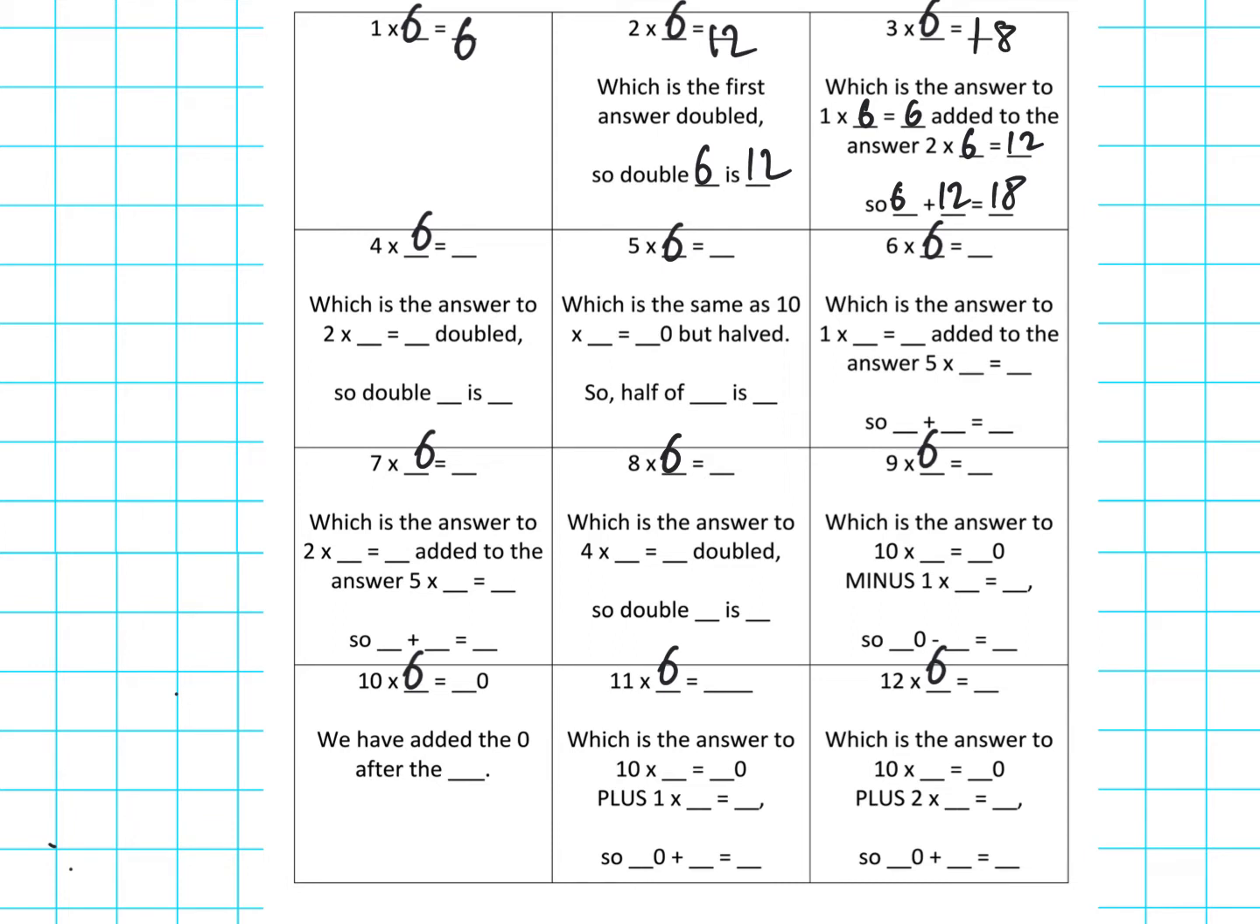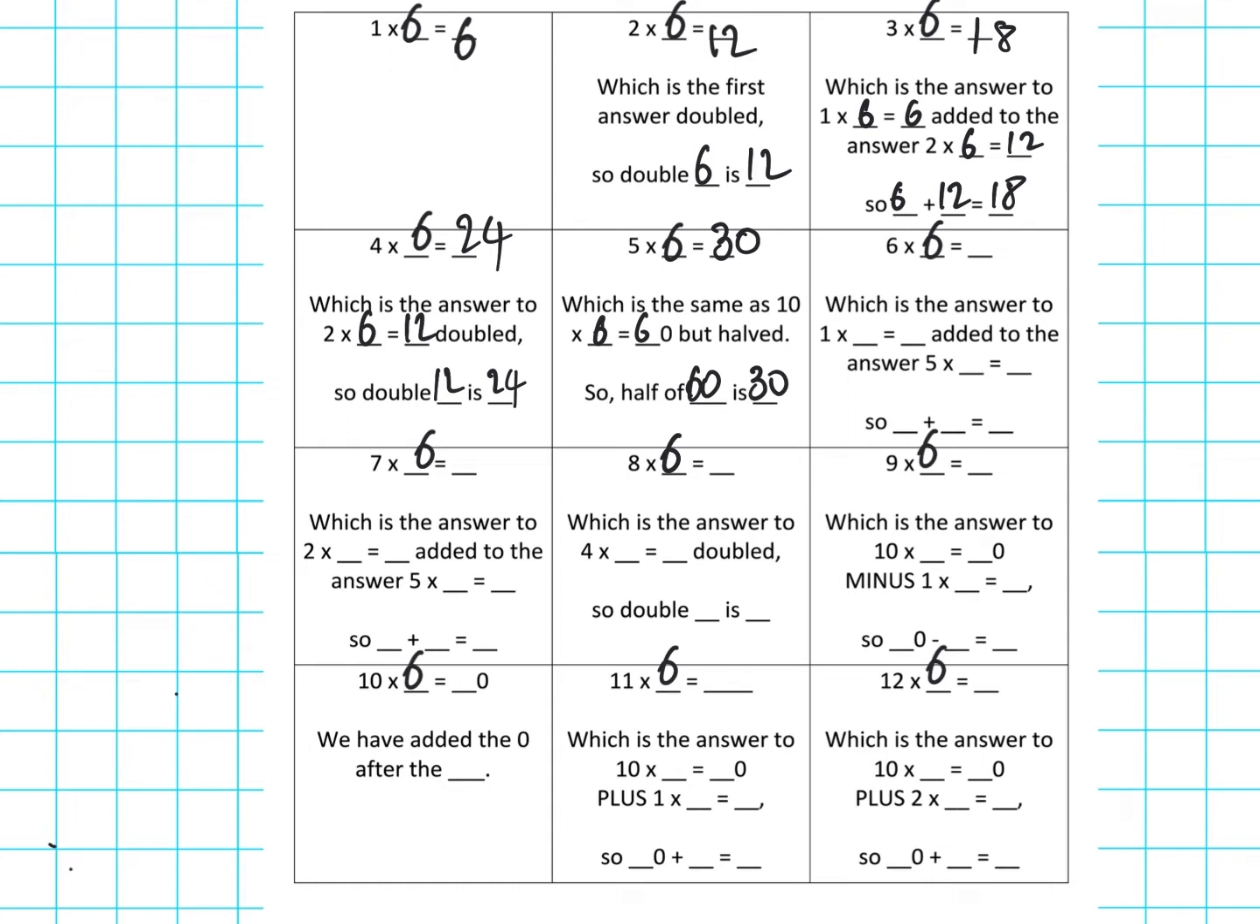Now we're going to go 4 times 6. So that's the answer to 2 times 6, that's one we're working on, doubled. So we go back up to 2 times 6. It says it's 12. So double 12 is 24. 5 times 6 is going to be the same as 10 times 6, which is 60, but halved. So half of 60 equals 30. So 5 times 6 equals 30.